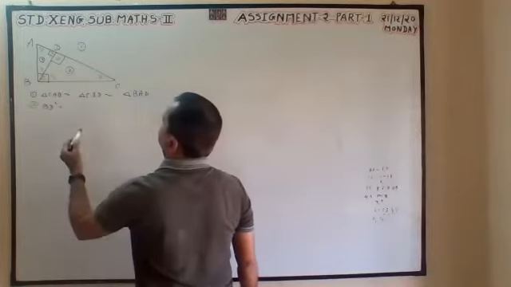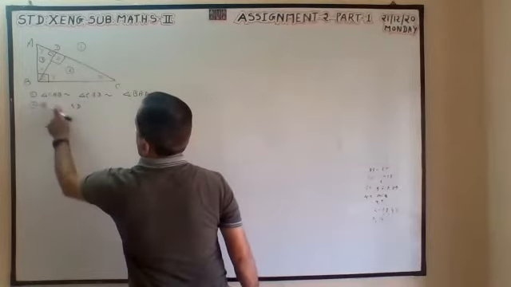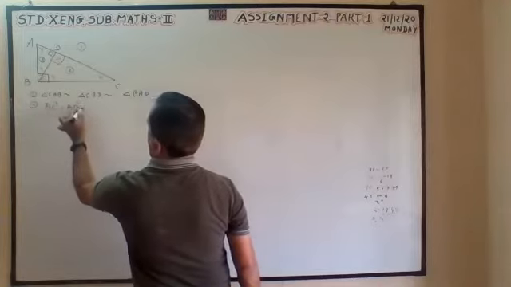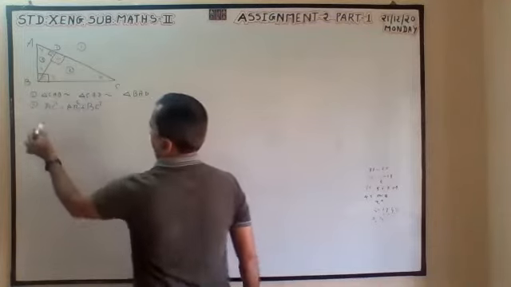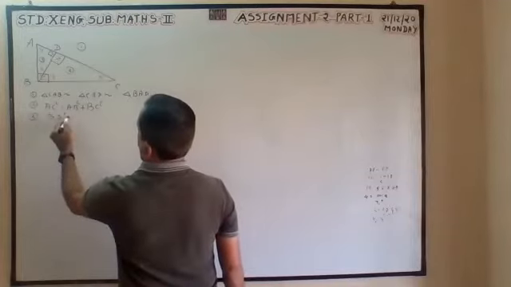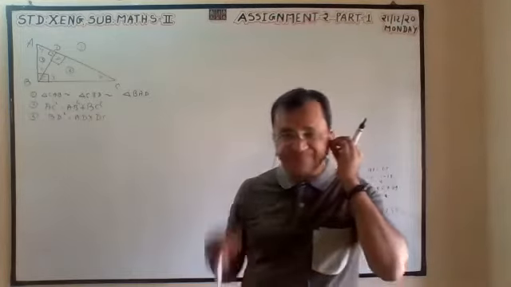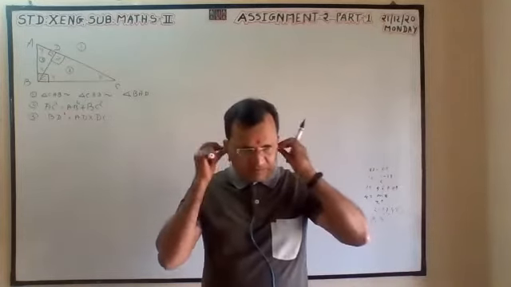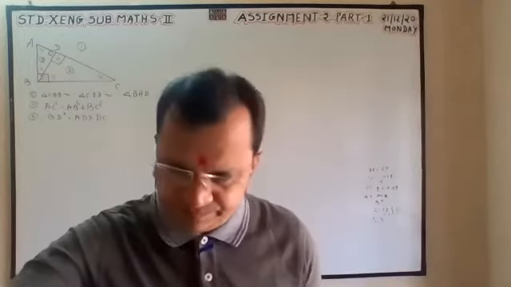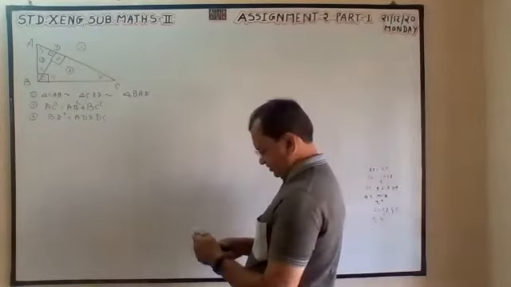BD square is equal to AD into DC. First, Pythagoras: AC square is equal to AB square plus BC square. And third one, geometric mean. This is the question. Let's start with the solution.